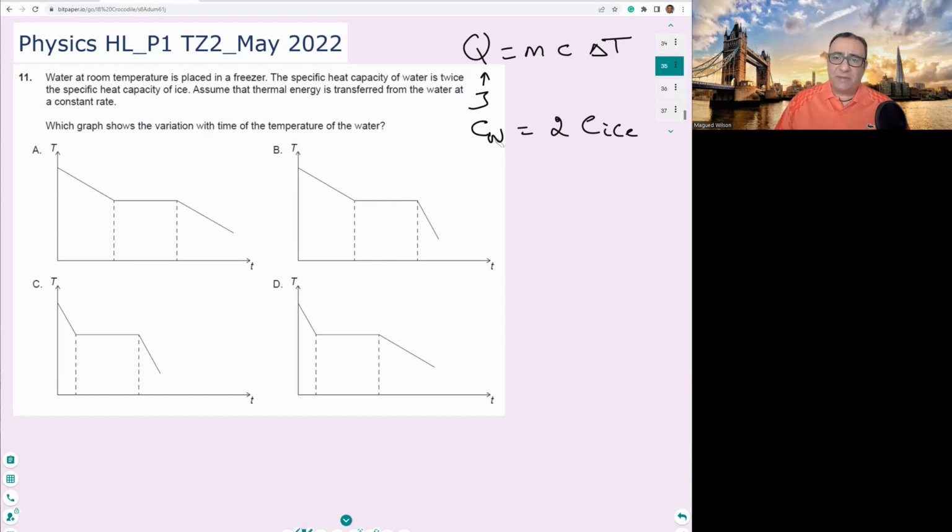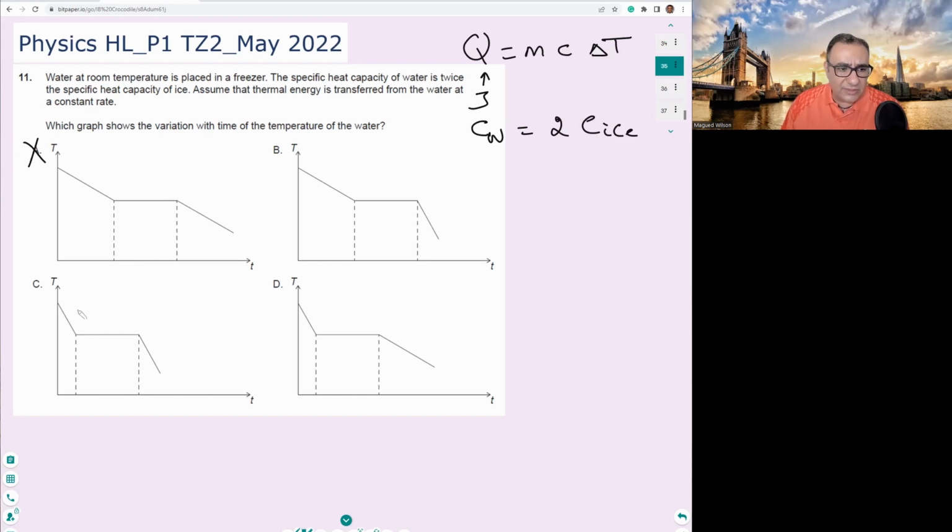Now if the specific heat capacity of water is twice the specific heat capacity of ice, it means we need more energy to drop the temperature of water compared to ice, right? Which means the ice will drop faster, or water will drop slower. So this is basically how you think physics here. Now, option A obviously is not right because the slopes are the same in the change in temperature versus time.